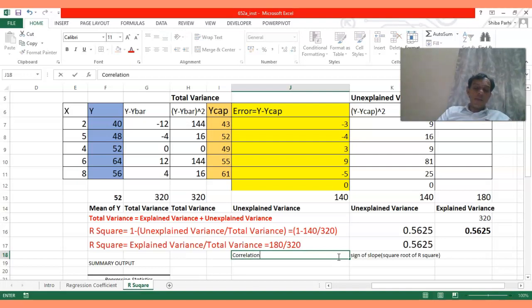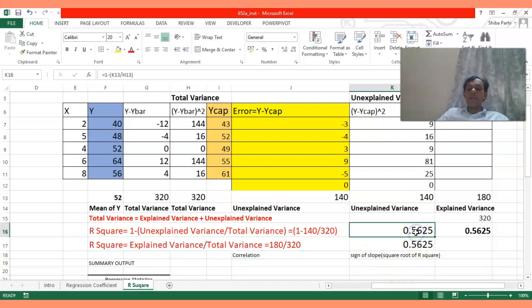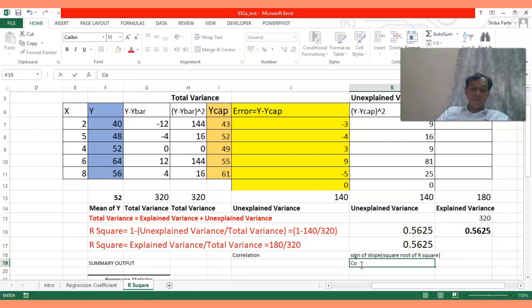Next, what do we mean by r square 0.5625? This is the total variance explained by the independent variable for the dependent variable. So the r square is the total variance explained by the independent variable for the dependent variable, and this is also known as the coefficient of determination. So this is the way all of us understood how to calculate r square.